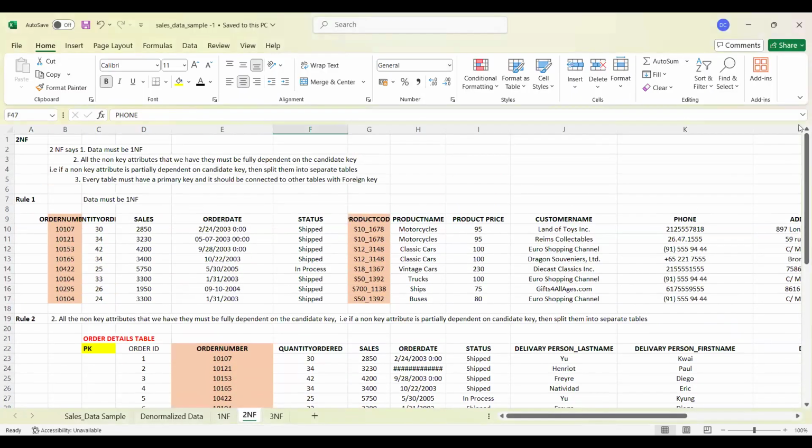I hope you can see my screen. Yes, okay. The third point was left, ma'am. Yes, the last rule was left in this 2NF. Once we are done with that, let's see 3NF and let's finish this concept today.